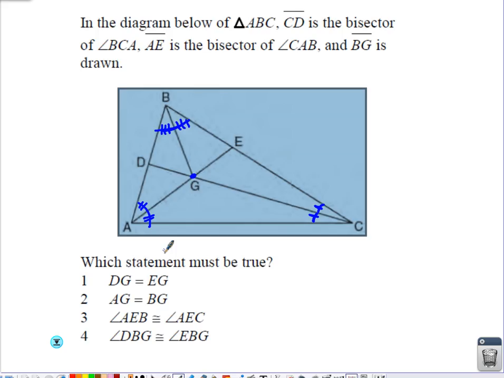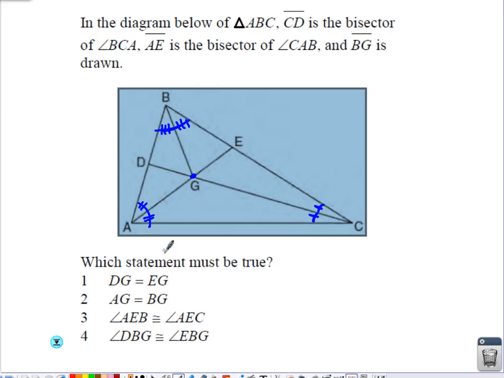It's a point of concurrency where the three angle bisectors cross, which makes it an incenter. So if G is the incenter, that means we could use G to draw a circle inside the triangle. Right? Which statement must be true? Is DG and EG the same length? Yeah. I don't know. We'll put a question mark next to that and come back to it.